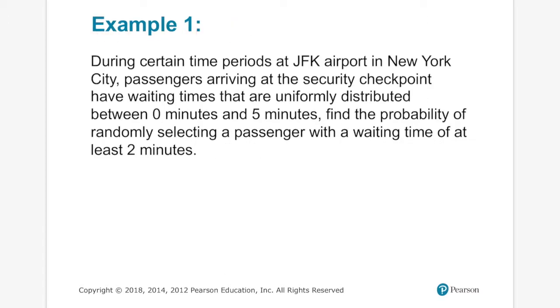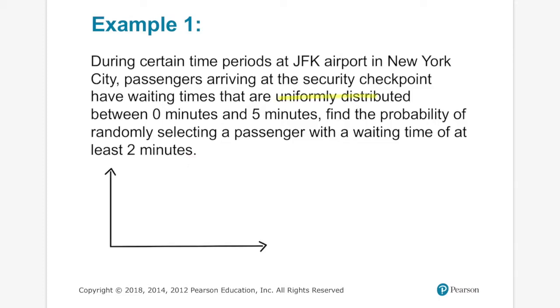Example 1. During certain time periods at JFK Airport in New York City, passengers arriving at the security checkpoint have waiting times that are uniformly distributed between 0 minutes and 5 minutes. Find the probability of randomly selecting a passenger with a waiting time of at least 2 minutes.